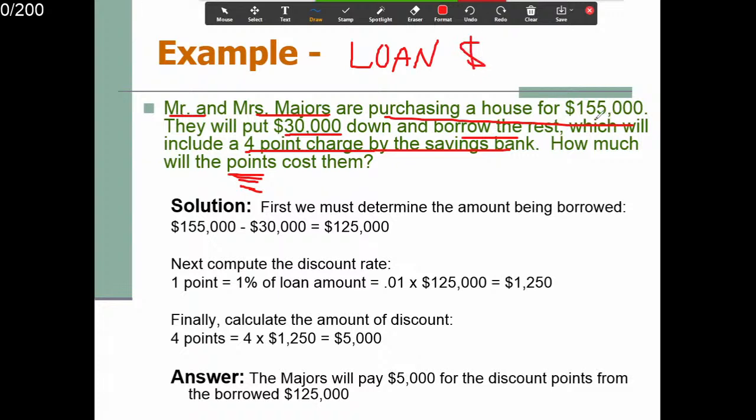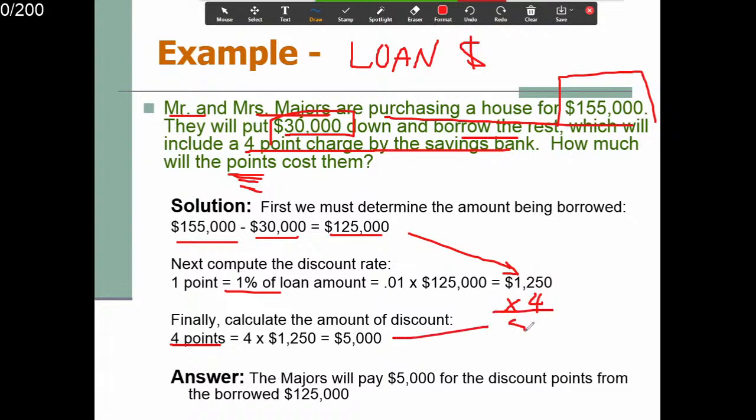Okay. So the cost of the house is 155, right? They put down 30,000. So the balance they have to borrow from the bank, right? So 155 minus the down payment equal 125,000 that they borrow from the bank. Okay, so 1 point of that is 1% of the loan amount is equal to 1250. But then you have 4 points, right? You have to times it by 4. And it's equal to $5,000.